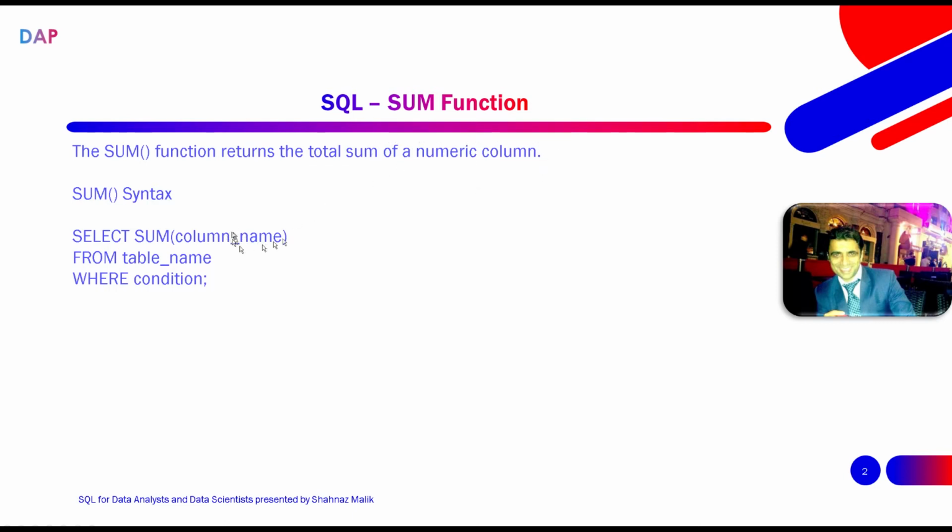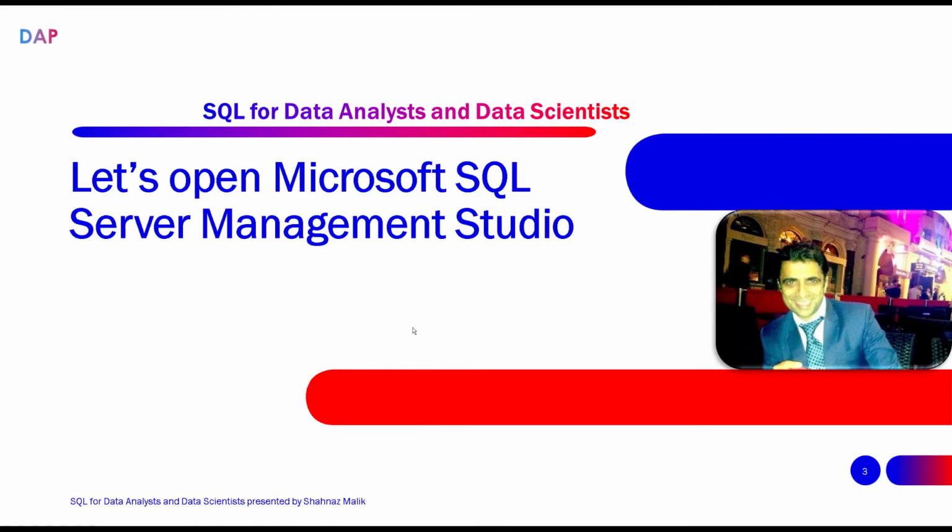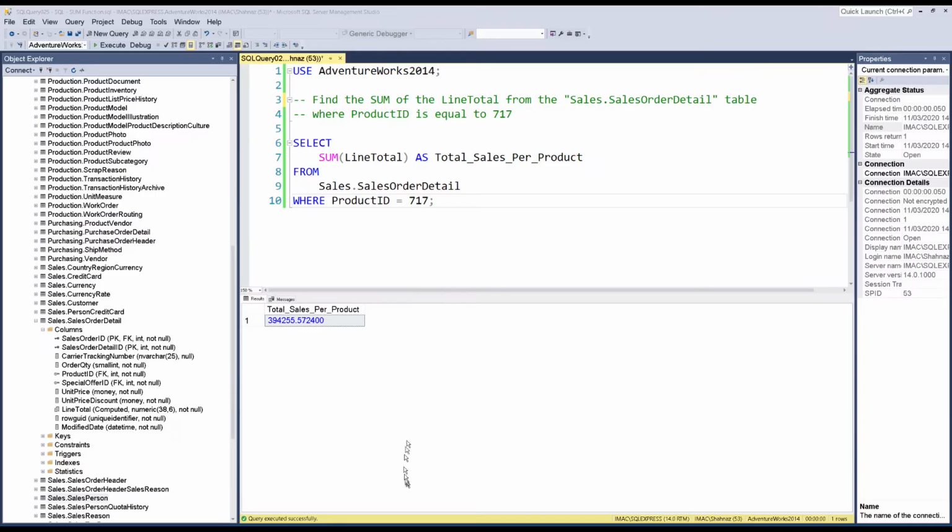So this column is a numeric column, and this is the simple syntax. You have a numeric column and you pass it through the SUM function, and all of that you pass through a SELECT statement, and then of course FROM table and WHERE condition and all that we have been talking about in our past lectures. So let's quickly open Microsoft SQL Server Management Studio and execute this query.